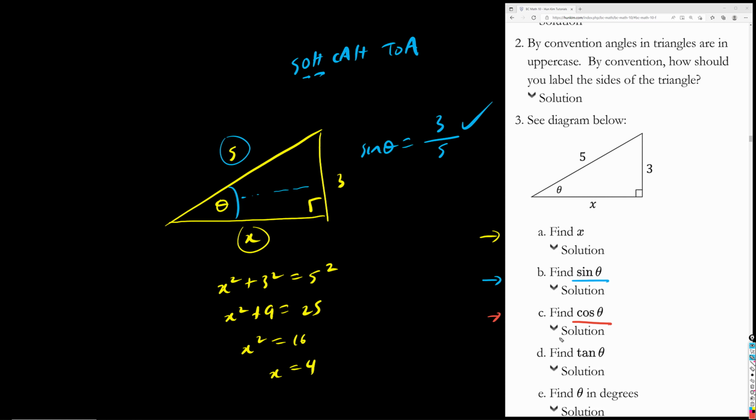Now what is cos theta? Cos theta is adjacent over hypotenuse. So the adjacent is the unknown side, which is 4, which we solved previously. Adjacent over hypotenuse is 4 over 5. Now what is tan theta? Tan theta is opposite over adjacent. So tan theta is opposite over adjacent, which is 3 over 4.